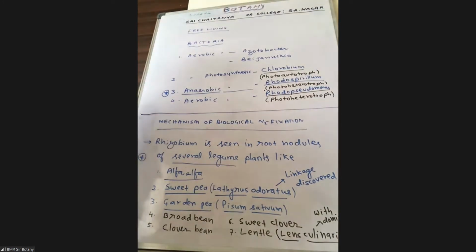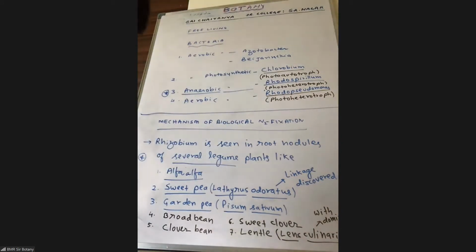So altogether how many examples are there? 7 examples. You need to memorize them. Several legume plants. Make a note as it is. Lens culinaris, the scientific name. So scientific names are important for sweet pea, then for lentil.